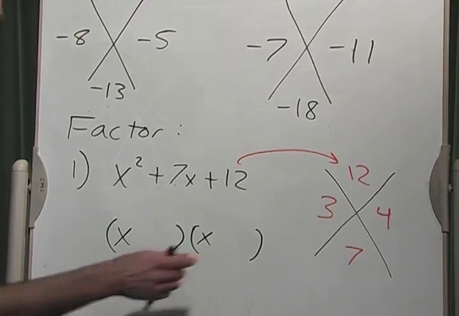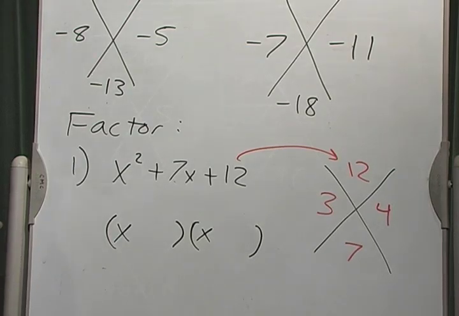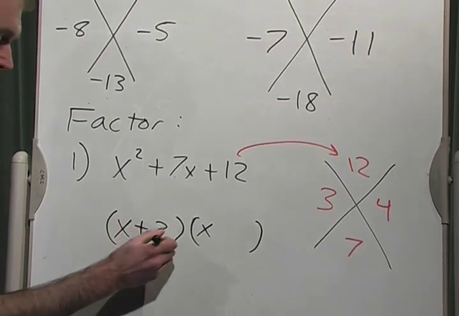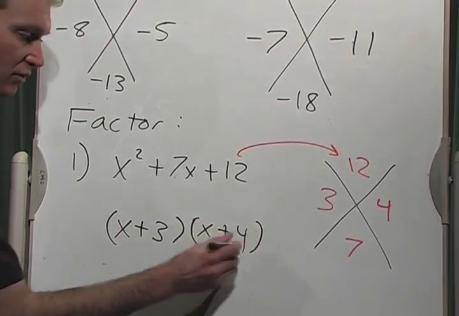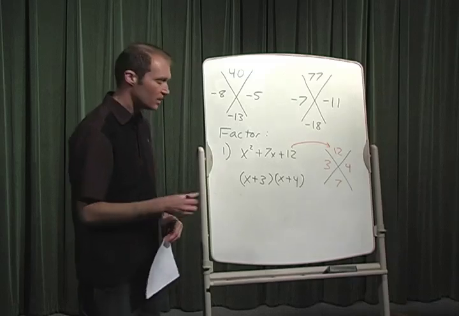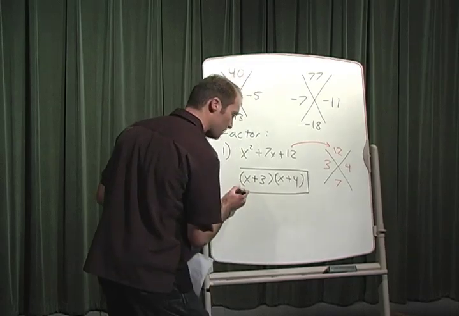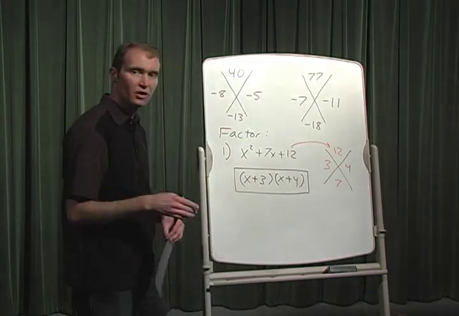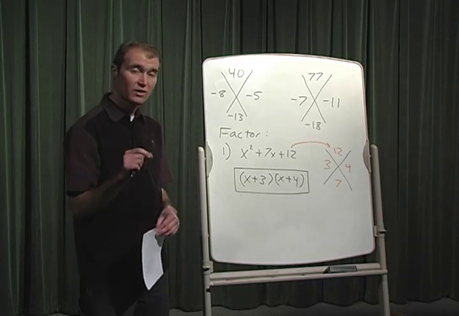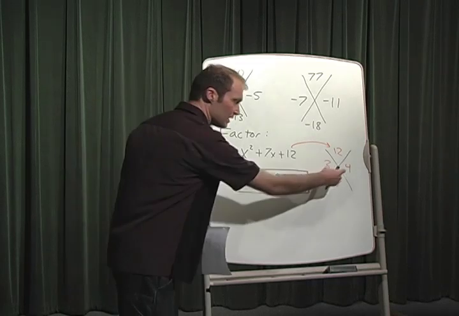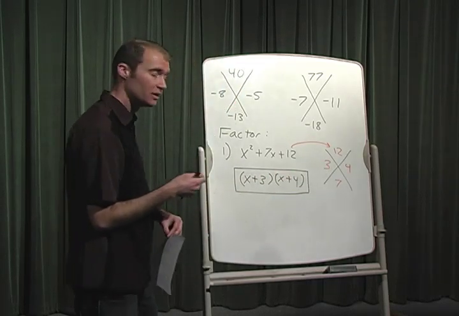And all that I do is I just grab the two numbers from here. So it's x plus 3, x plus 4. Now, this is going to be my final answer, and I'm going to box it. But it'll be helpful for us if I actually FOIL it out just to make sure that this works and to see why it is that I'm looking for that particular pattern.